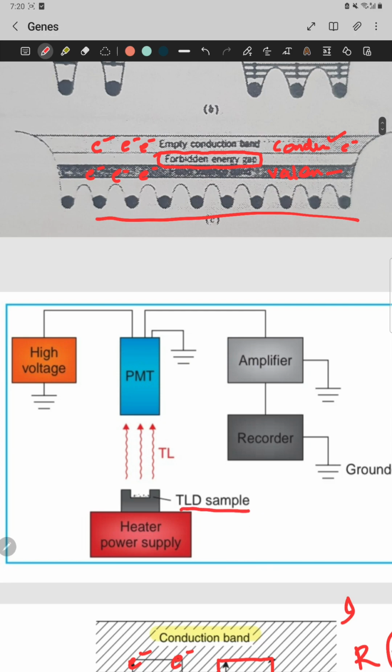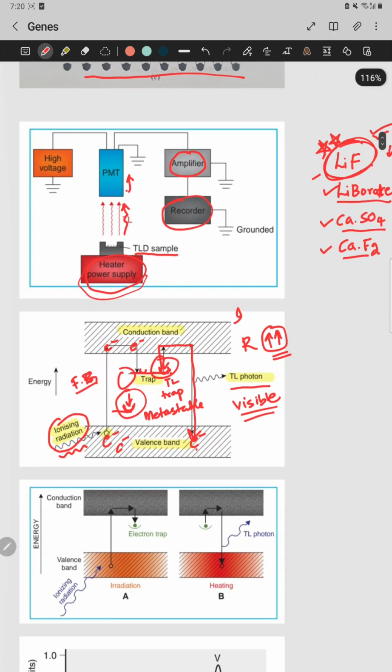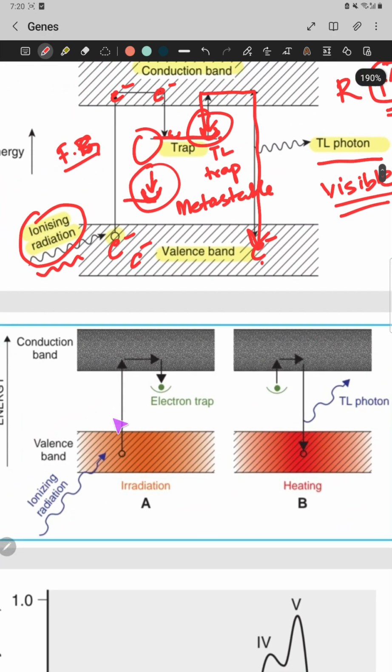If you take the TLD material, then you apply heat. This is the power heat supply. Then photons are produced, the visible light. Then this visible light is amplified, and then converted into electrical energy. Now this is measured, that is the recorder. That's how you measure the absorbed dose. Now again, this is the same one, just a little bit clearer: valence band, conduction band, electron traps, and the TL photon being produced.